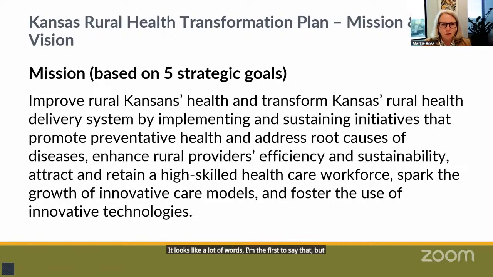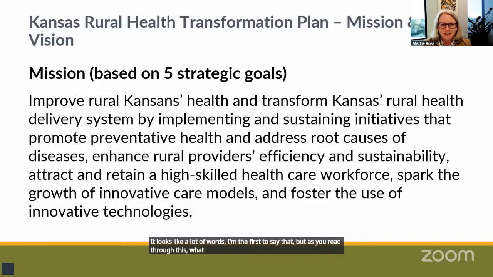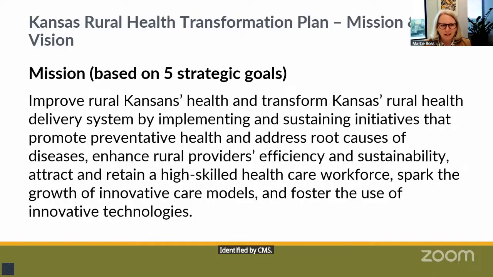But as you read through this, what you're going to see is this is just a regurgitation of the 5 strategic goals identified by CMS. If they tell you what they want, I always believe, tell them back that you're going to do it. And so that was the genesis behind this, is that this reflects the 5 strategic pillars that CMS has set forth for the program. Thank you, Marty.